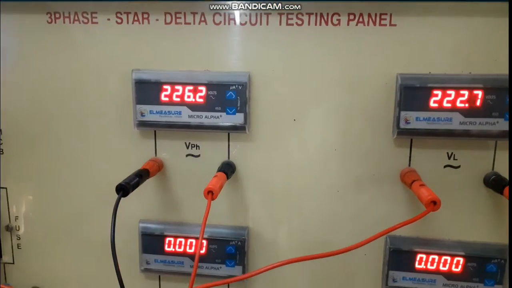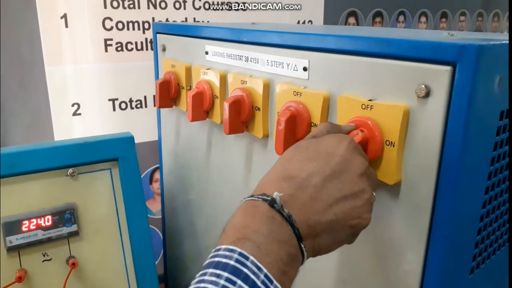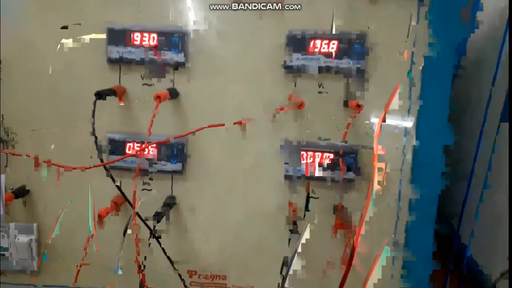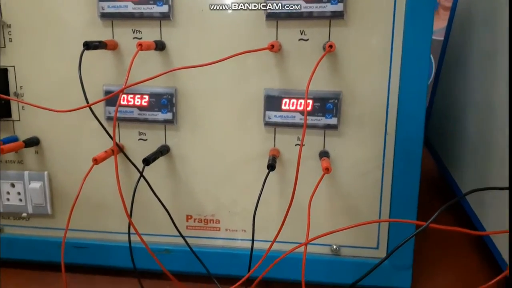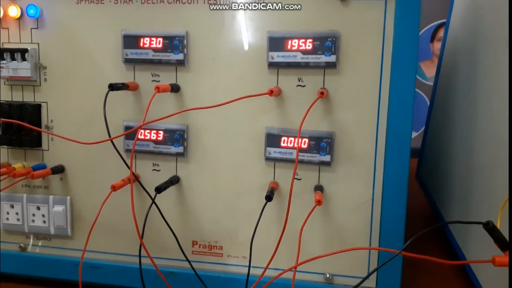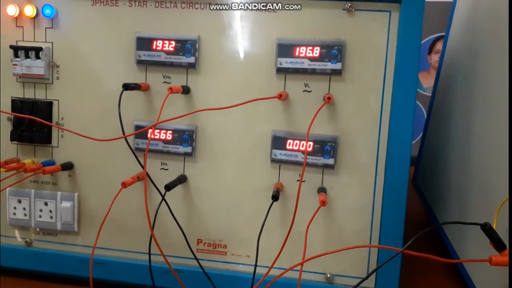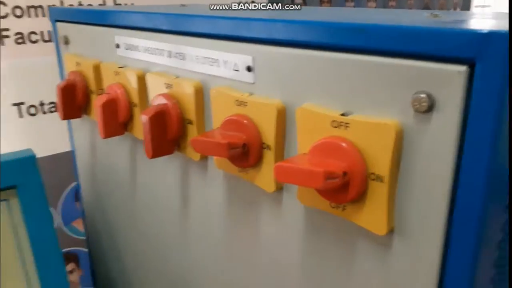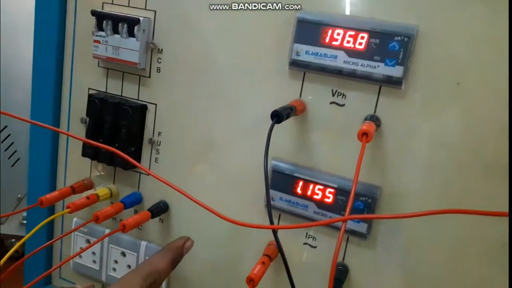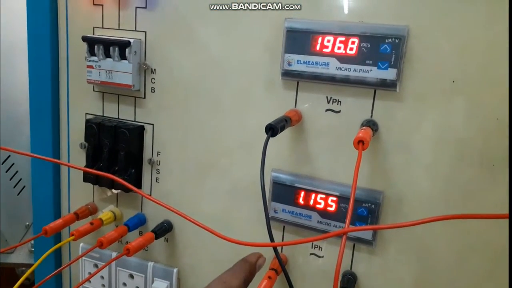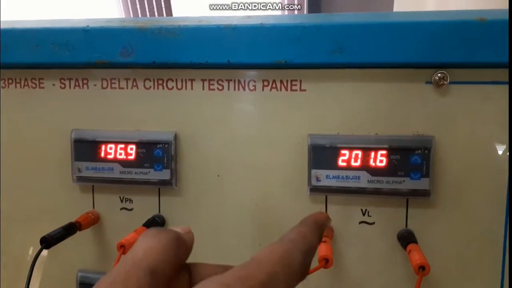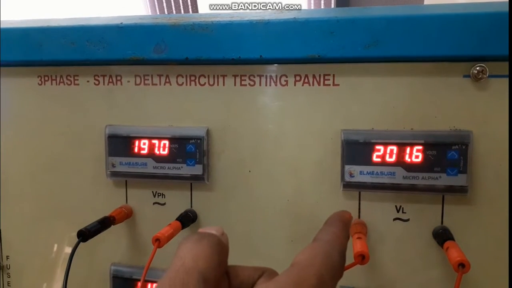That 400 volts we can get when we switch on one of the load terminals. Once we switch on, we can see a voltage of 196 volts, and the current here. Again, for the second step, the current is increasing, like 1.15 amperes, which is the phase current. The phase voltage is 197, and the line voltage is also nearby, like 197, around 200 volts.